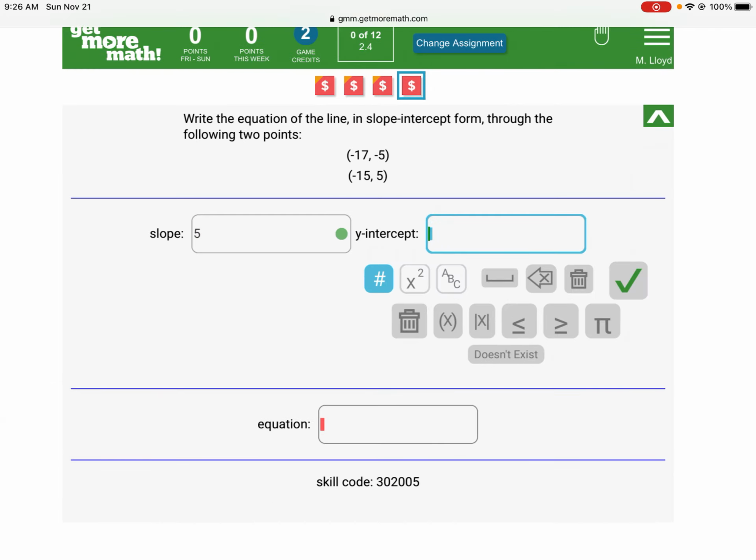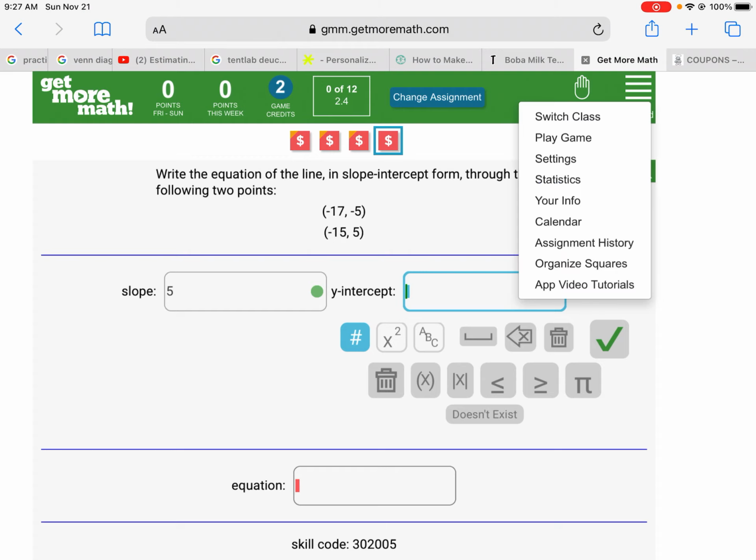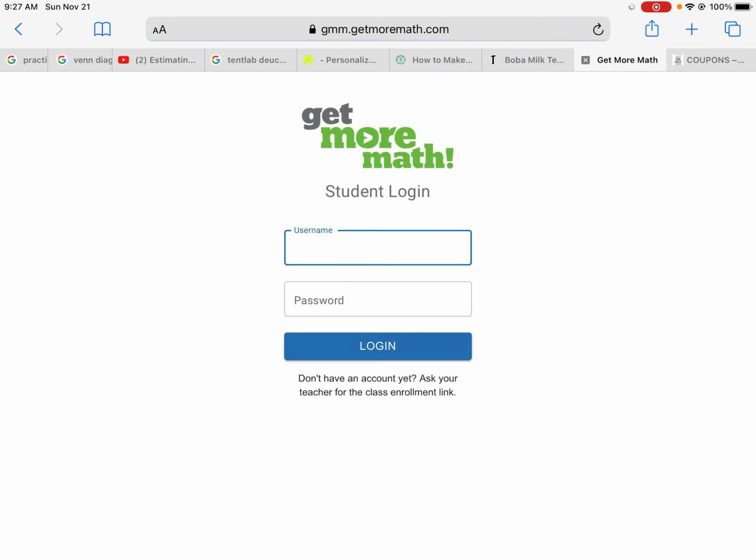This was an 80, if I recall correctly. Oh, this has happened to some of you. If you find yourself not being able to type, which is happening to me right at the moment, go up here to Settings. Uncheck Use Native Keyboard for your device. And then you're going to probably have to restart or reload Get More Math, unfortunately. So I'm going to go ahead and do this.